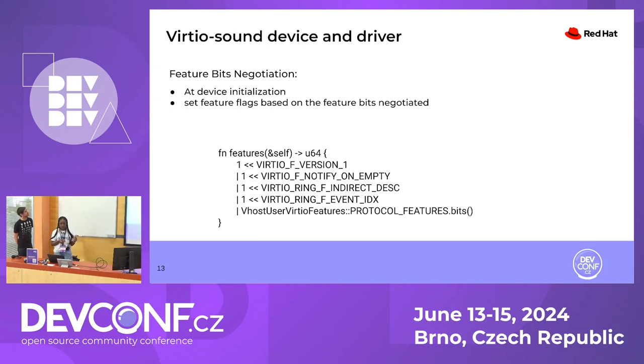During the feature bit negotiation, which happens at the device initialization stage, the device and the driver have features that need to be negotiated. At this point, the driver would read the feature bits that the virtio sound device is offering, and it would tell the device the subset of features that it can accept. If it can't accept some features, it tells the device it can't. For example, the VIRTIO_RING_F_EVENT_IDX feature, when negotiated, allows the device to control how the notifications from the driver should be handled.